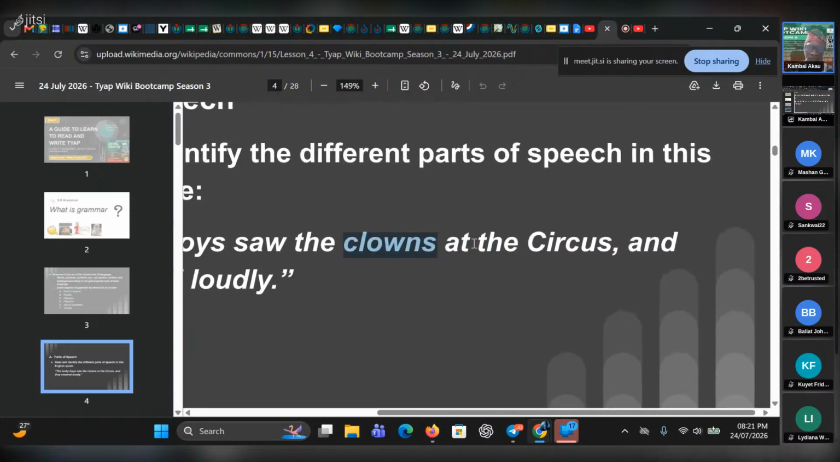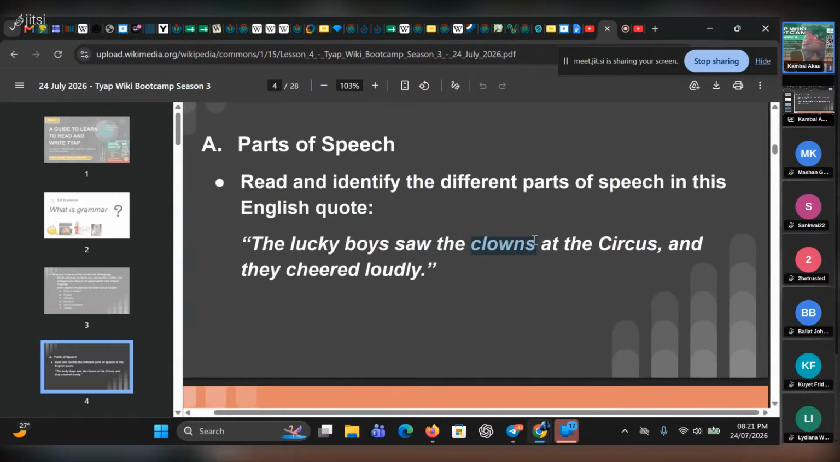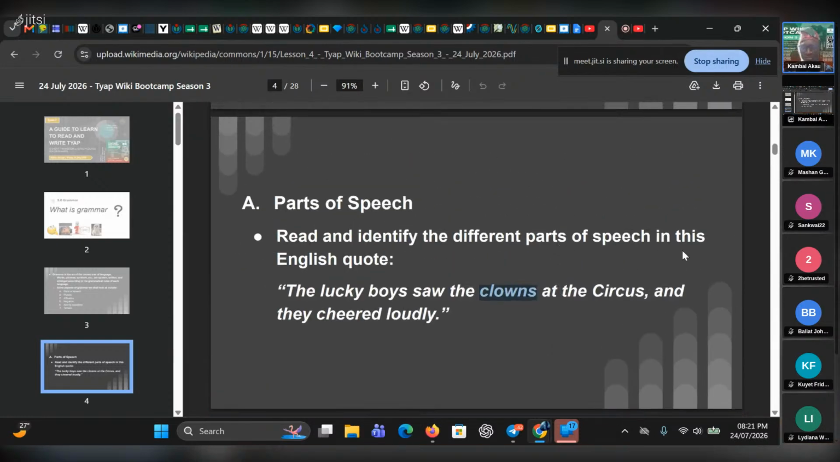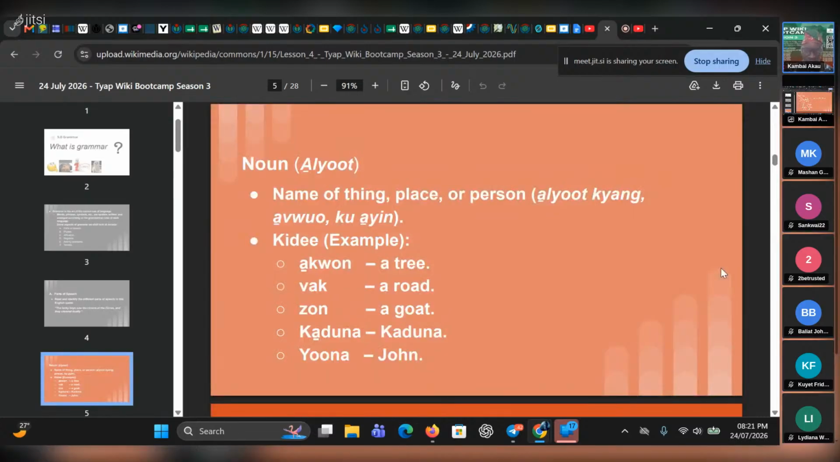So that's just the basics of grammar, just basics that we should know about. So the very first part of speech that we should consider is the noun. And the Tyap word for noun is Eliod. Eliod is a name, actually. A noun is a name.